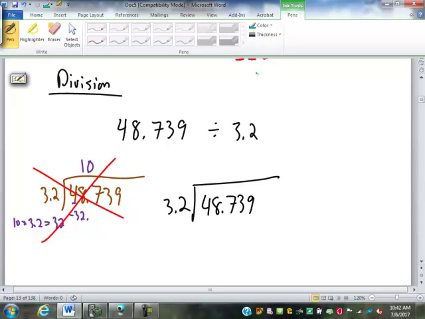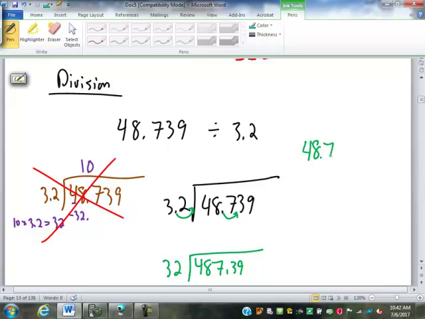How do we divide by a decimal? Yeah, the correct answer is we don't, right? We see there's a decimal place in the number we're dividing by. We get rid of it. We move it over. If we move this over 1 decimal place, what do we have to do in here? Move that one decimal place. So this becomes 487.39 divided by 32.